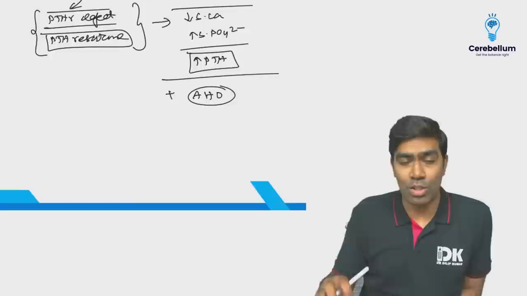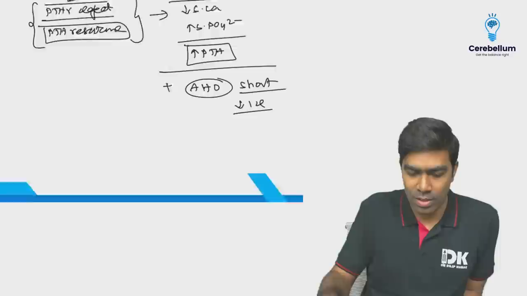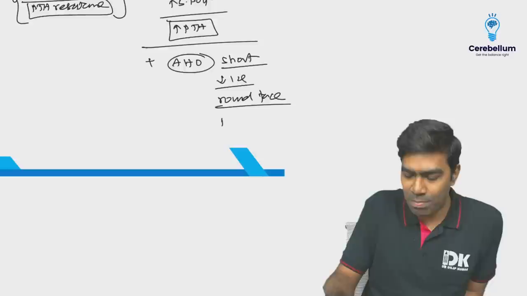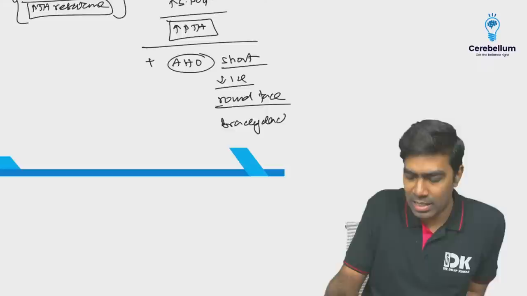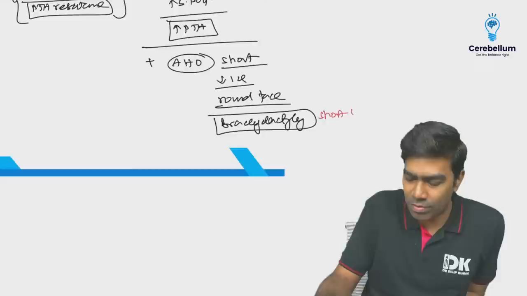So what are the features of Albright's hereditary osteodystrophy? Patients will have short stature, they can have a slightly lower IQ, and they will have round facies. Patients will have brachydactyly. Typically they have short 4th and 5th metacarpals.